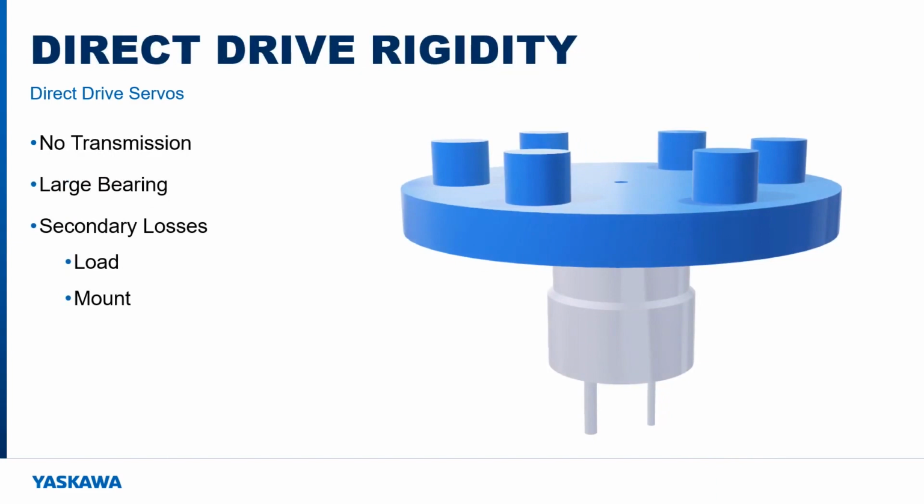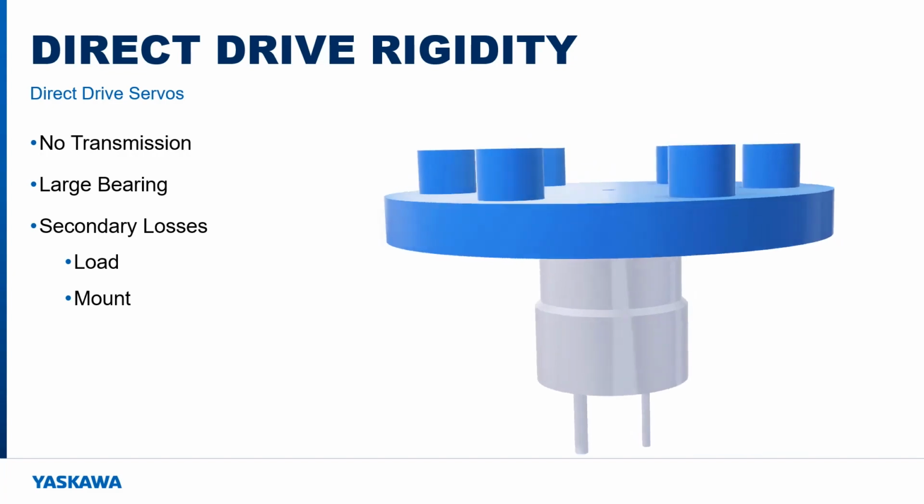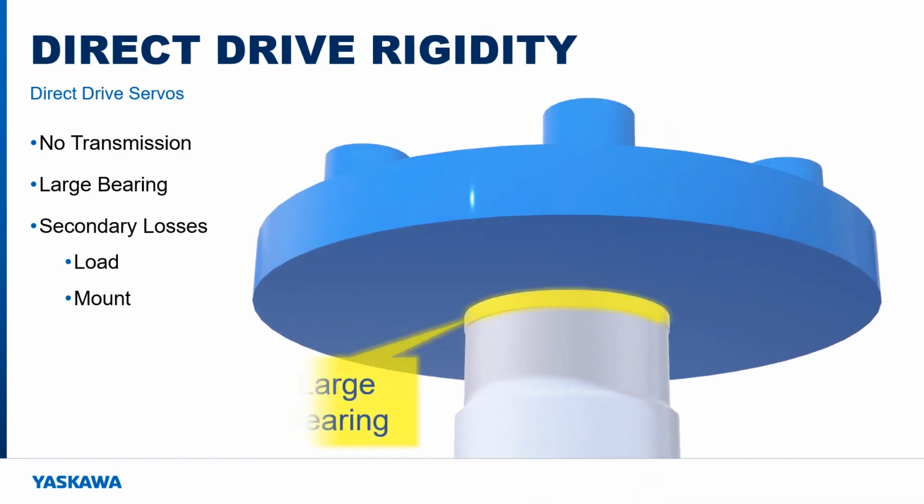The direct drive motor bypasses all of the transmission components, the resultant compliance, and the associated resonant frequencies. The direct drive motor is typically equipped with very large bearings for greatly increased axial and radial load capacity. That's not to say there is no resonance.